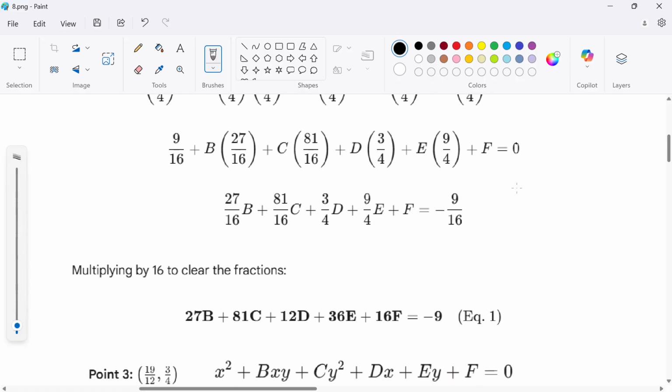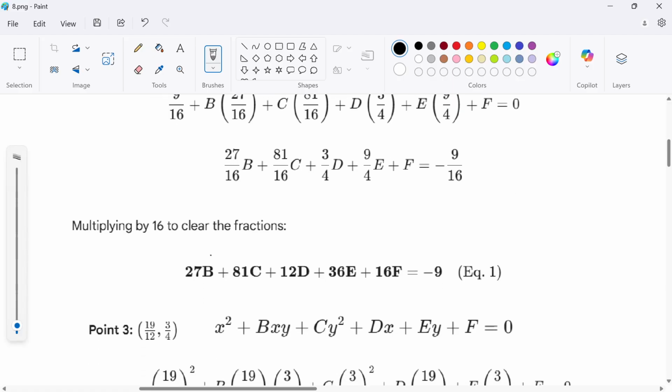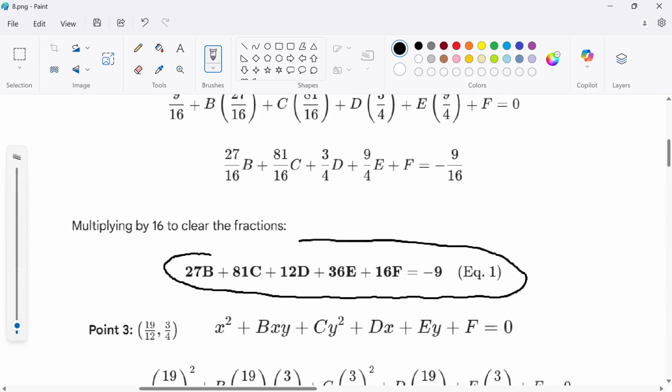And then I get a bunch of fractions. I'm going to multiply by the least common denominator, in this case 16, to clear the fractions. Easier to deal with whole numbers. And so there's equation 1: 27, 81, 12, 36, 16, and then -9. So in my matrix, this is going to be a 5 by 5. I'll put these 5 numbers in the first matrix, and I'm going to take the inverse of that one, and I put -9 in the 1 by 5. There's going to be 4 more positions for each one of my other equations.